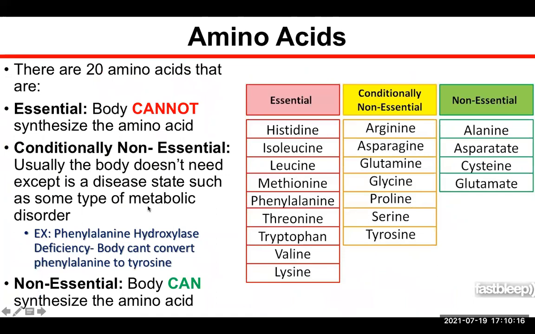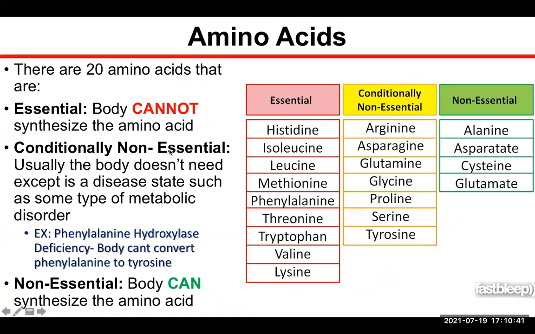So when we look at these 20 amino acids, they're basically divided into 3 different categories. So there's going to be essential amino acids that are essential because they cannot be synthesized by our own body, so we need to eat them. Whereas non-essential amino acids are amino acids that our own body can synthesize through some kind of biochemical mechanism.